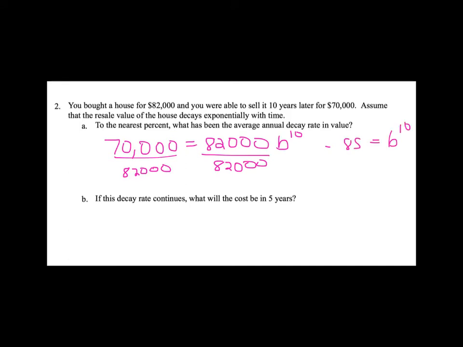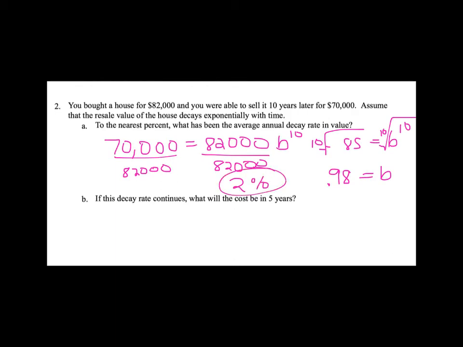Then we take the 10th root of both sides, and that gives us 0.98. That's our decay factor, but the decay rate, the percentage we're looking for, is how far away from 1 this is, and it's 2% away from 1. So it's decaying at a rate of 2% per year.